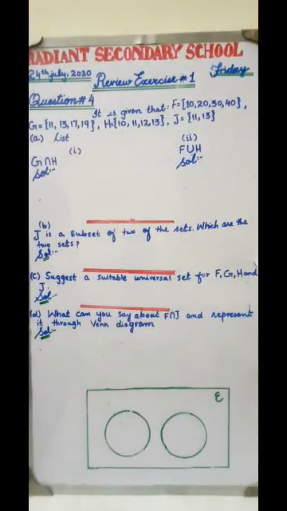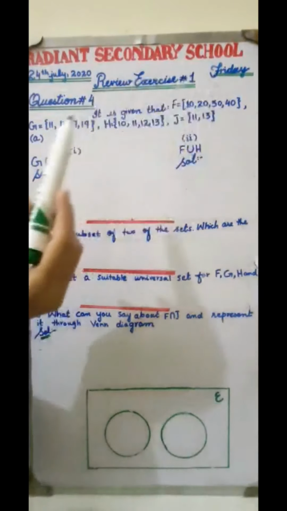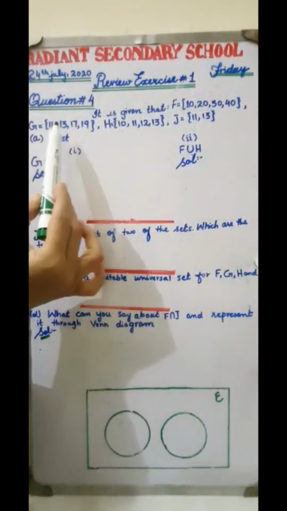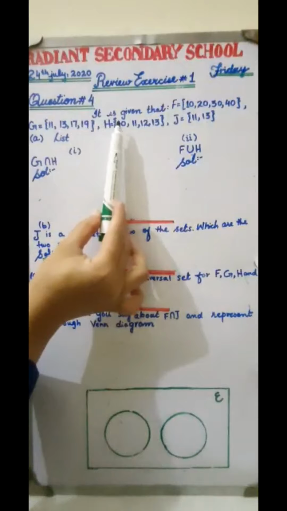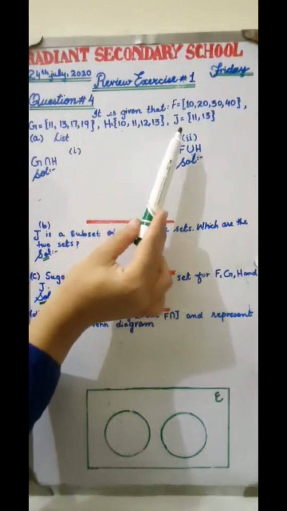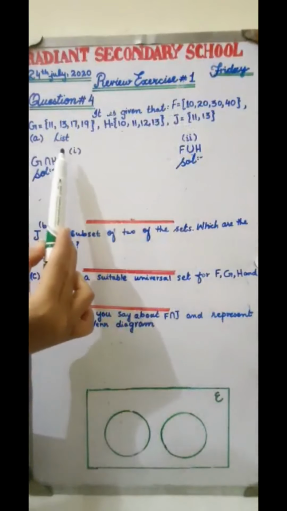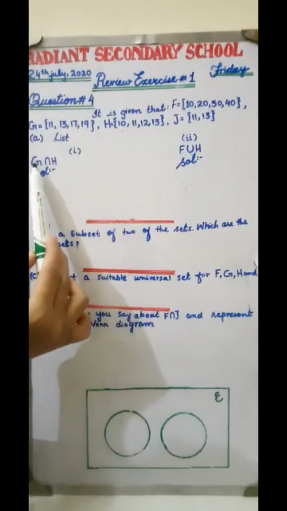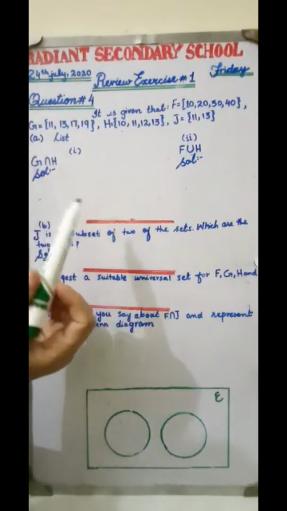Now we have to do question number 4. It is given that the F set is 10, 20, 30 and 40. The G set is 11, 13, 17 and 19. The H set is 10, 11, 12, 13. The J set is 11 and 13. These 4 sets are given. In part A, we have to list G intersection H. We have to find G intersection H first.